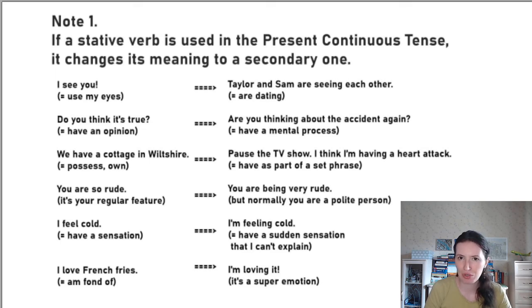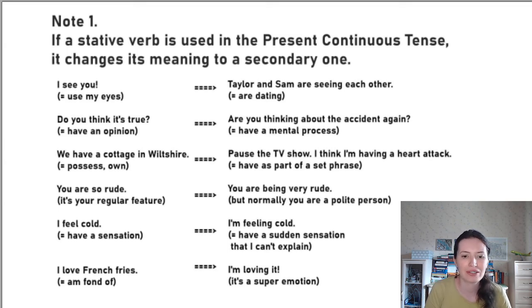Or, for instance, the verb to have, one of the very common verbs here. If I use a phrase, we have a cottage in Wiltshire, that means that we have papers that it's our cottage, so we possess the cottage. If I say I'm having a heart attack, looking at your homework, I'm having a heart attack does not mean that I own a heart attack. I don't have papers which say this is my property. It means that I am in the act of a heart attack. And this is a secondary meaning of the verb to have, not the primary one.